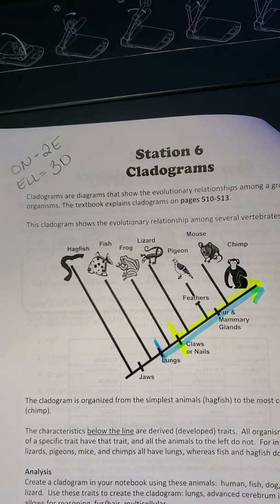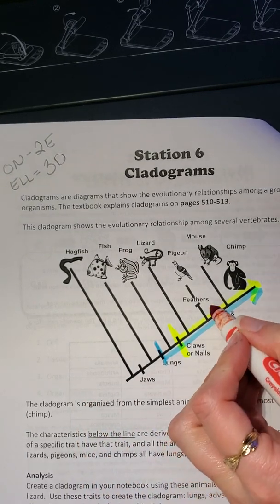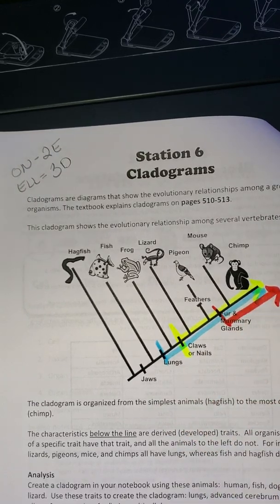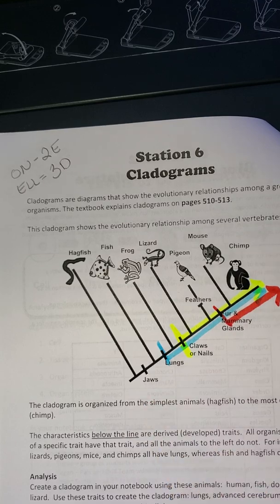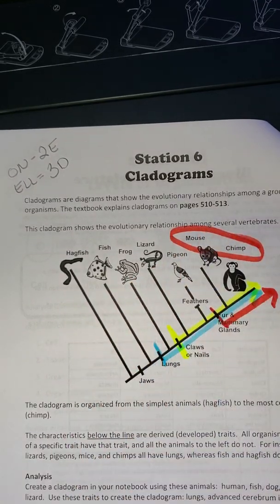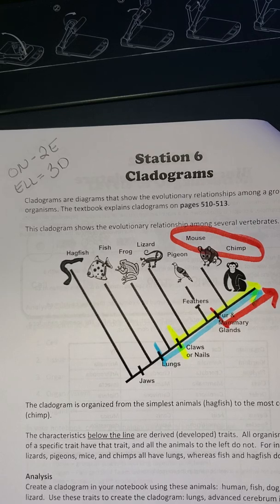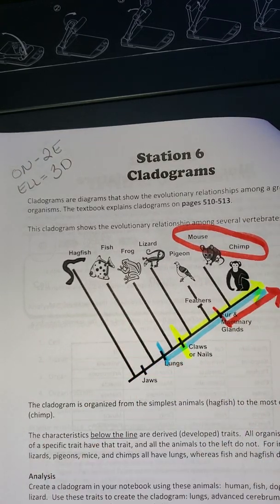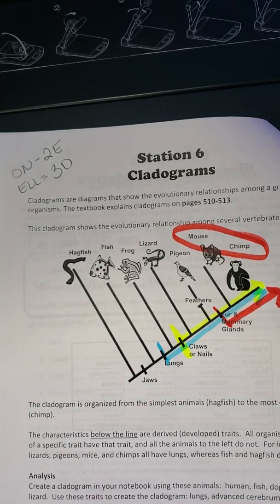The last one that we could look at would be from here up would have that trait, and nothing below it has that trait. So that means that these two things are closer than, say, a chimp and a fish. All right, so now we're going to move into looking at a dichotomous key.